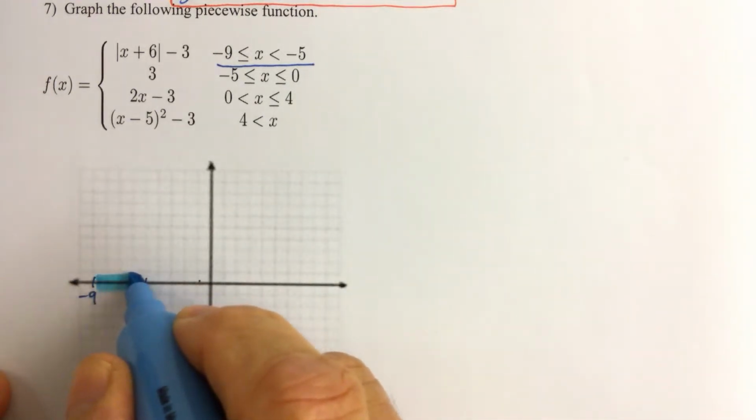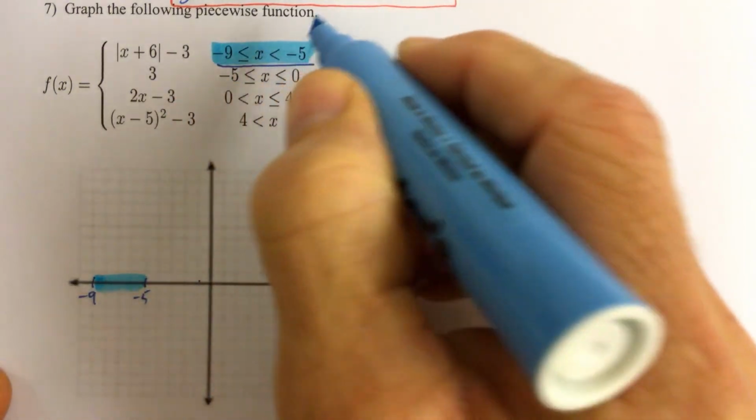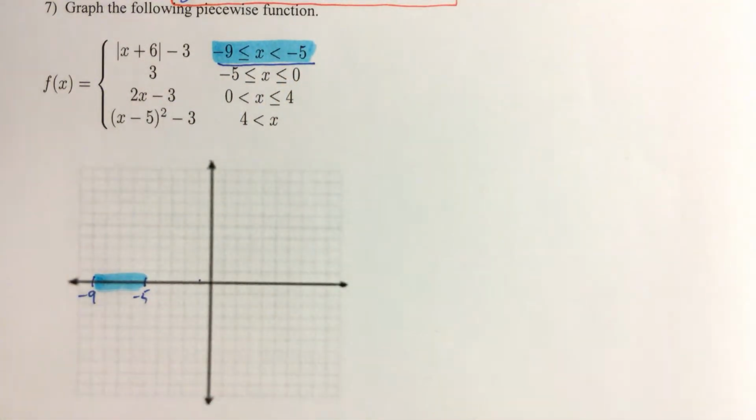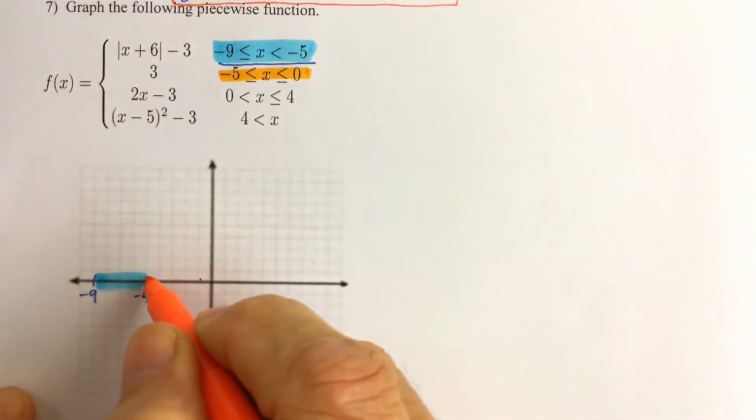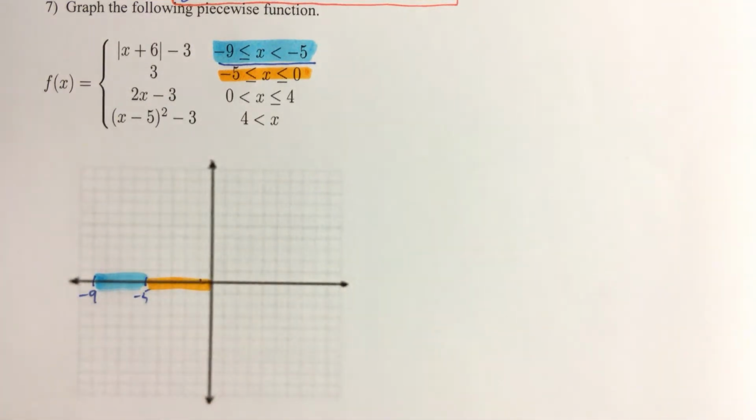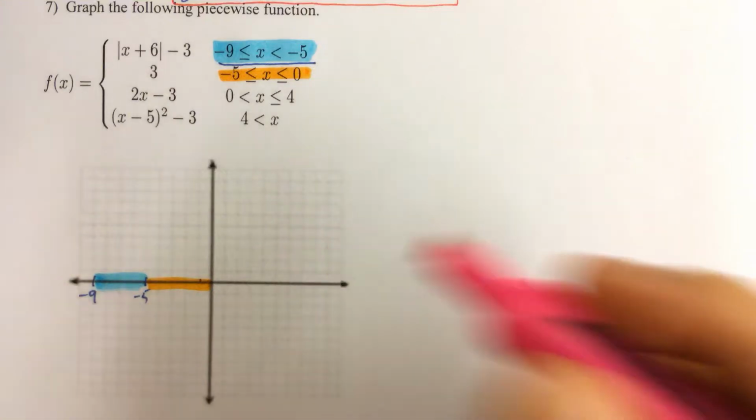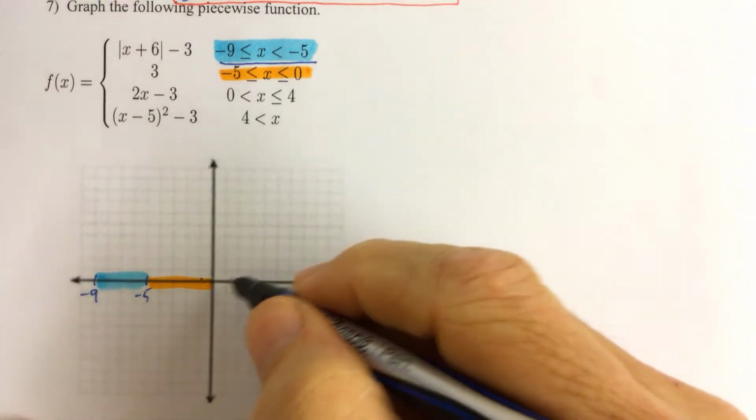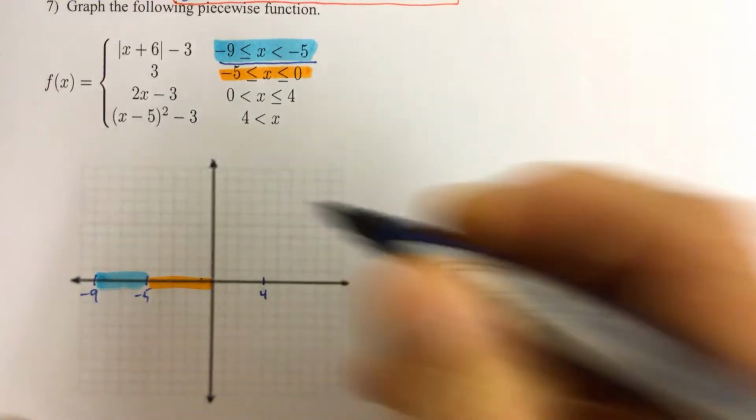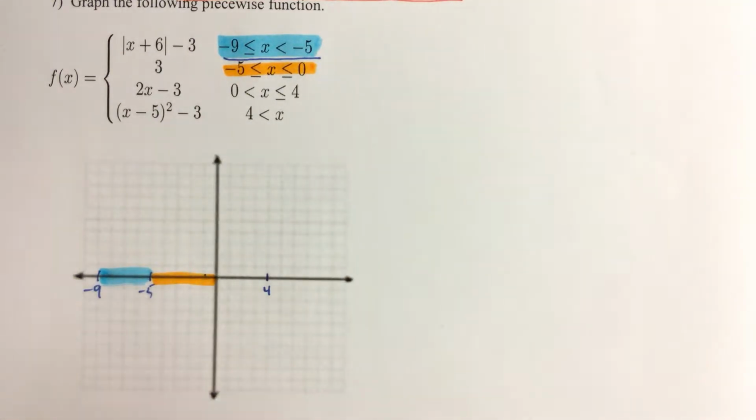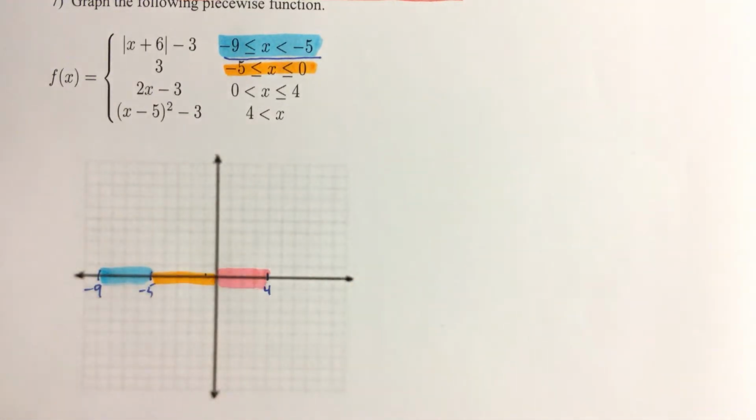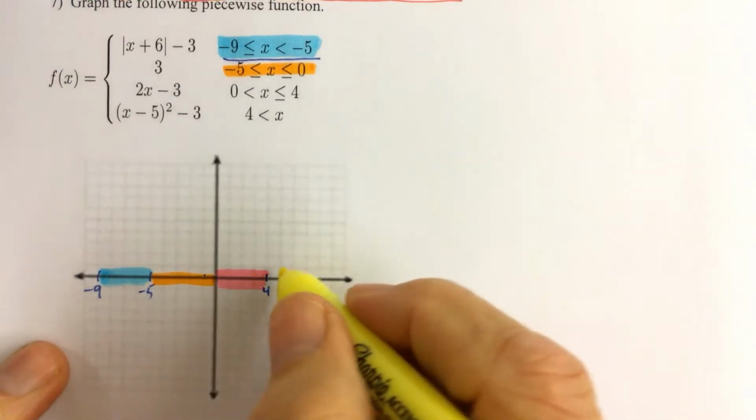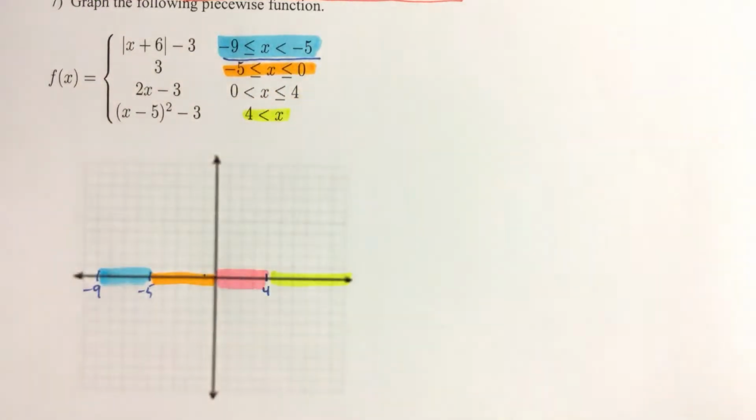So if you remember, we highlighted our domain restrictions. That's our first domain restriction. And then let's highlight our next one, -5 to 0. So -5 to 0, we'll put that in orange. And then 0 to 4, let me put a count here, 1, 2, 3, 4. So there's 4. And we already used orange, so let's use pink here. So there's our 0 to 4. And then 4 to infinity, x is greater than 4. We're going to go ahead and highlight that in yellow. I forgot to do this one here.